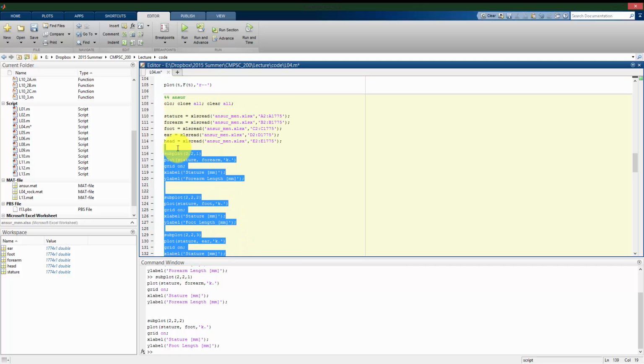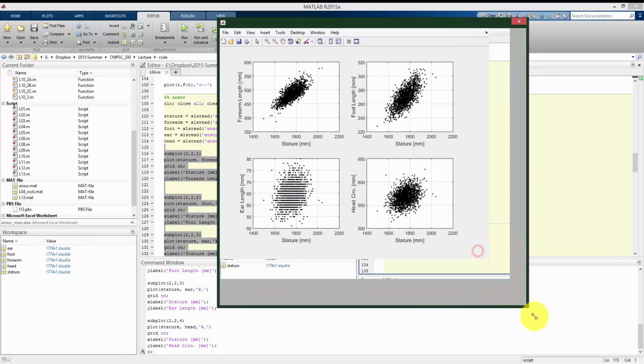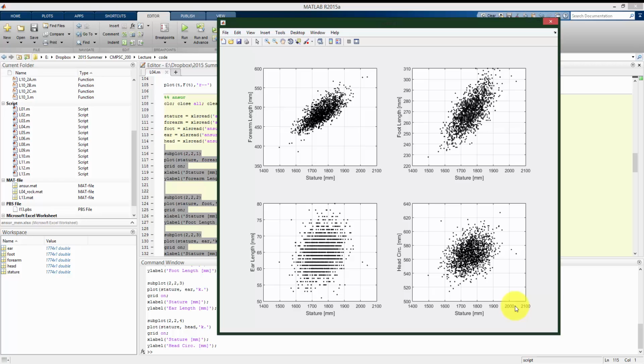And I'll plot this. So we have all four of these relationships. Again, in this example, I'm just looking at how well stature predicts each of these four quantities independently. So just visually here, let's see what we have going on.